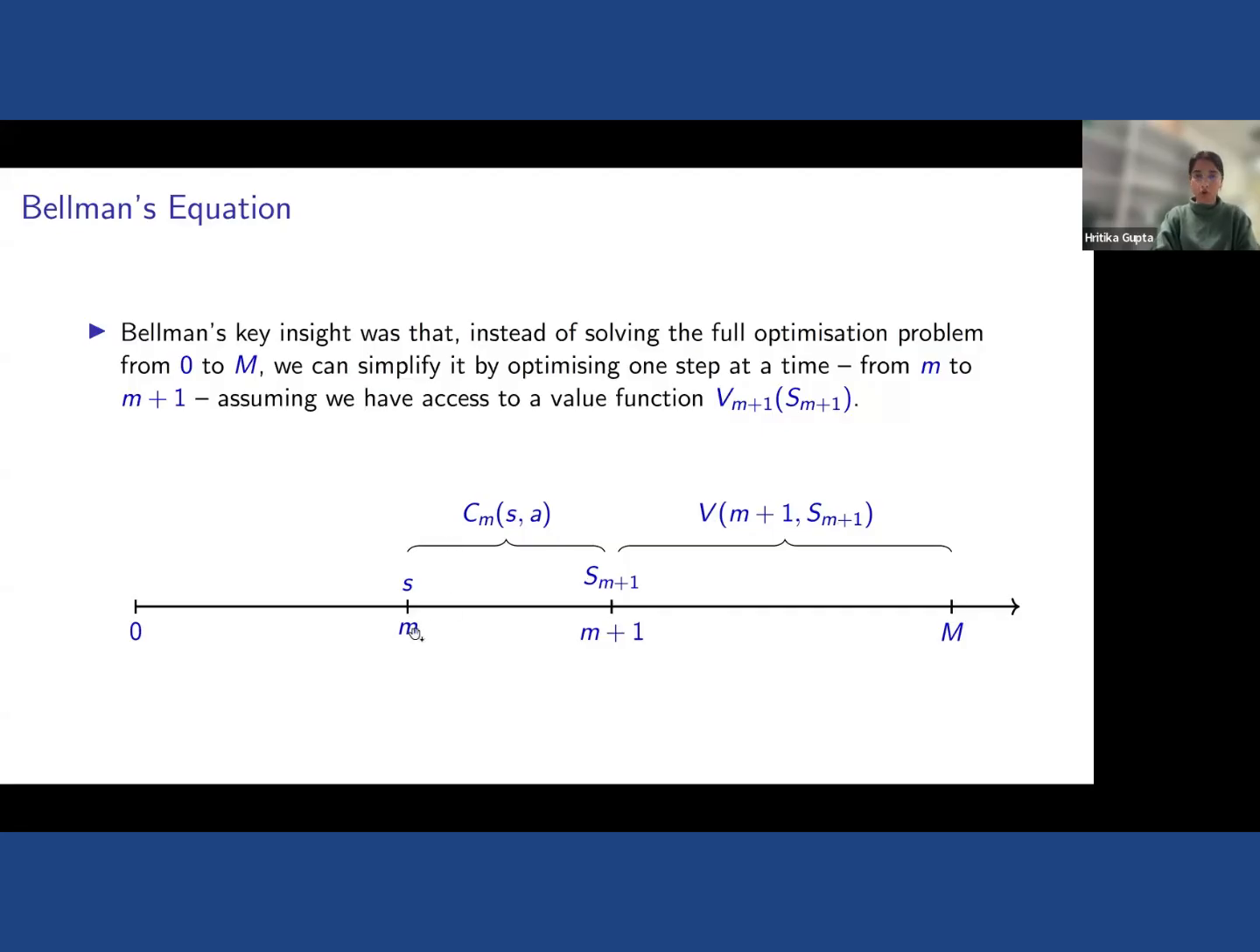We can calculate the cost in all the possible actions between time m to m plus 1, and then we add it to the cost at m plus 1 and find the action that leads to the minimum sum of this cost and this already optimized cost.